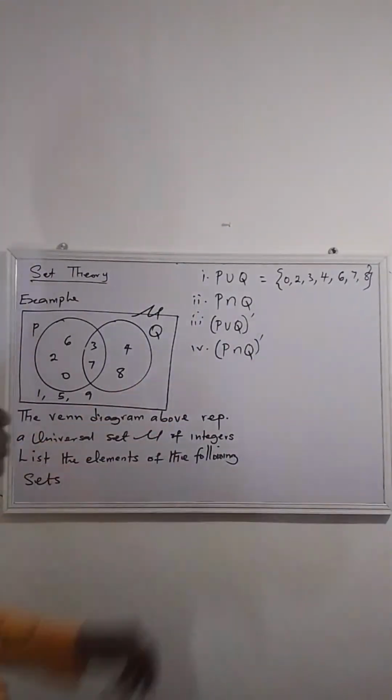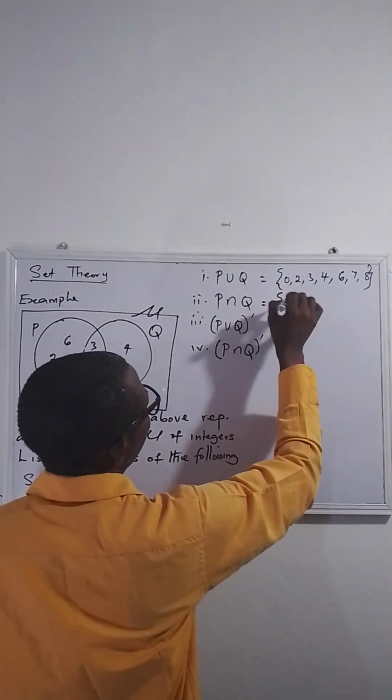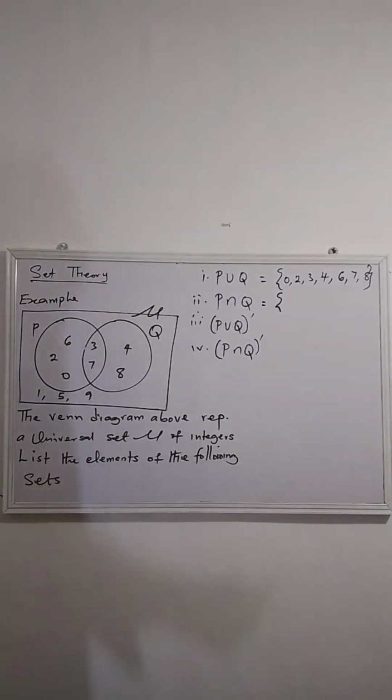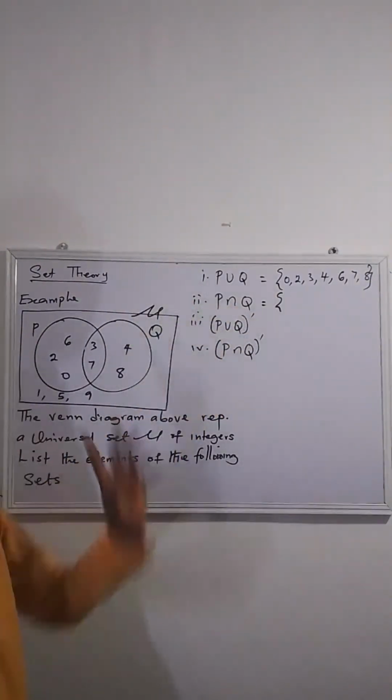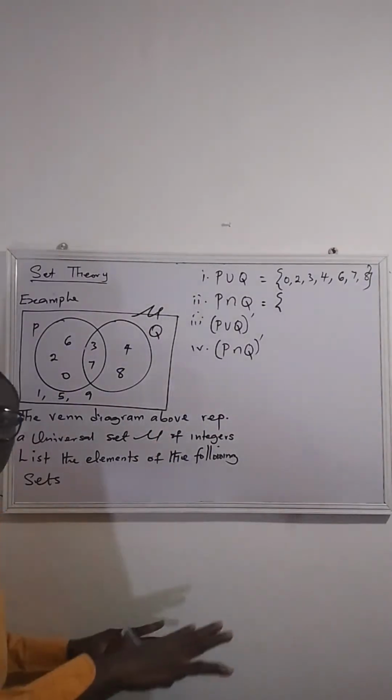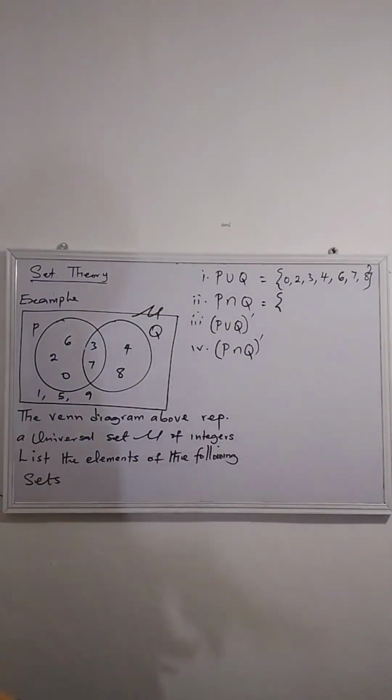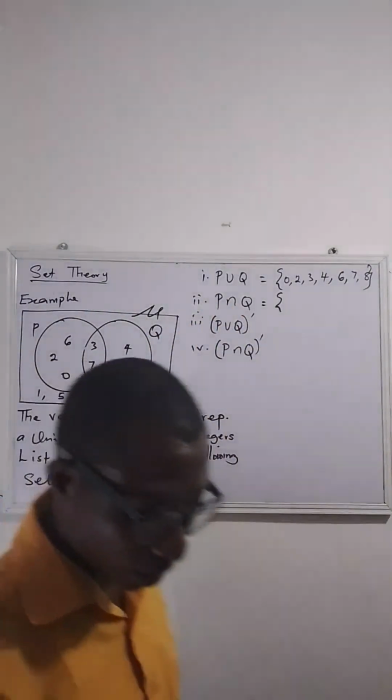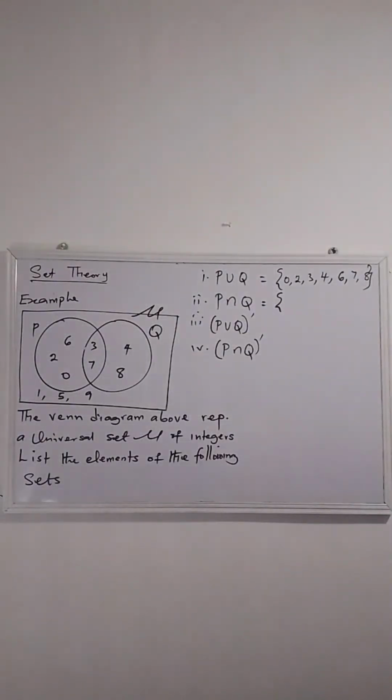Now, let's look at the second one. P intersection Q. What's this one asking for? It's asking for those elements that are in set P and are also in set Q. So what are the elements? Can you tell me before we do it together? Drop your answer in the comment section. Elements that are in set P and are also in set Q.